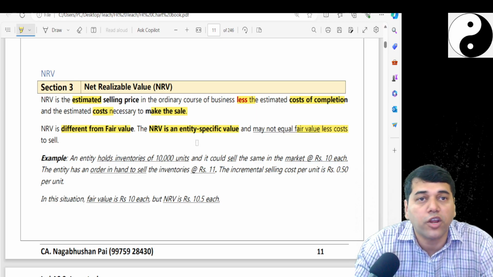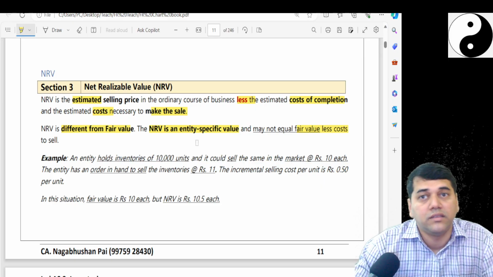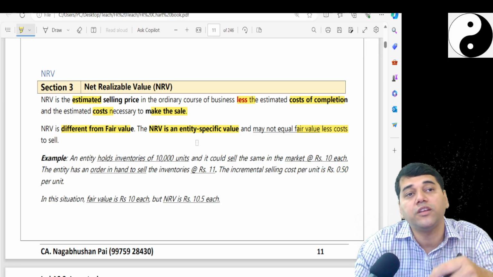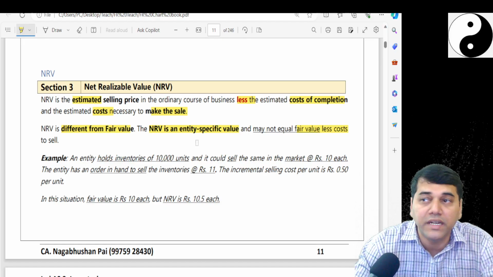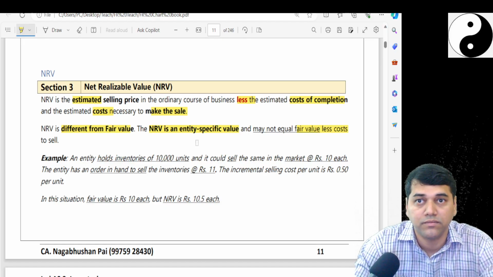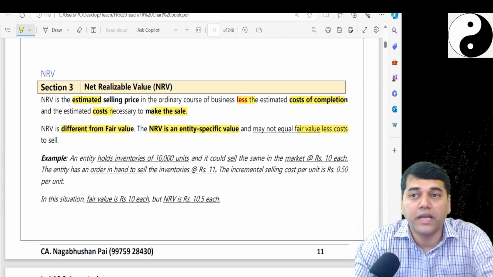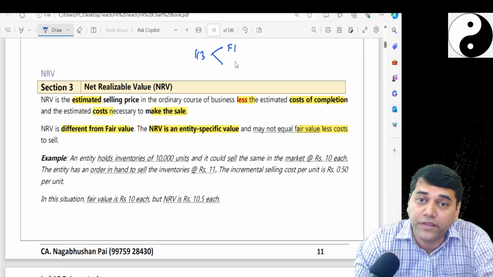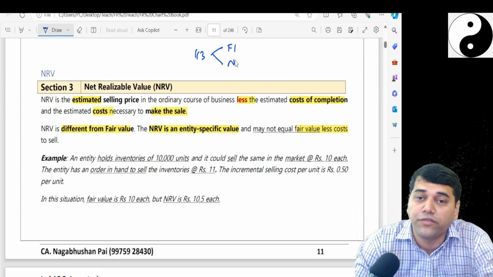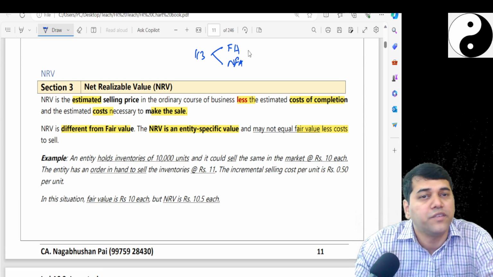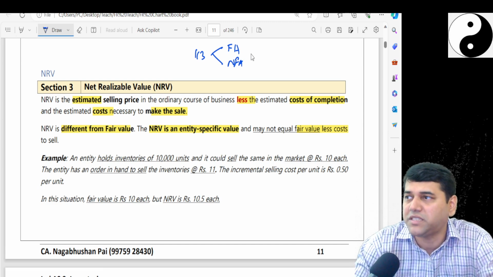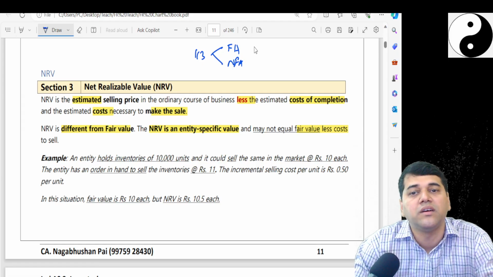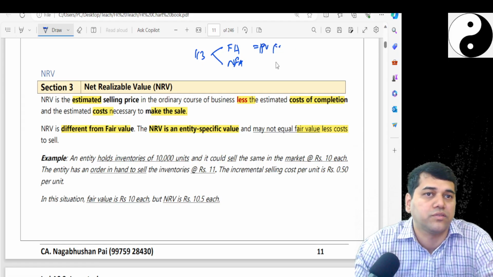Fair value, when we talk about Ind AS 113, there we say that irrespective of whether you want to sell it or not, because your inventory is a non-financial asset. When it comes to 113 fair value, it says whether you are a financial asset or a non-financial asset. Because if it is a financial asset, universally the measurement principles are the same. What is that? Present value of the future cash flows.